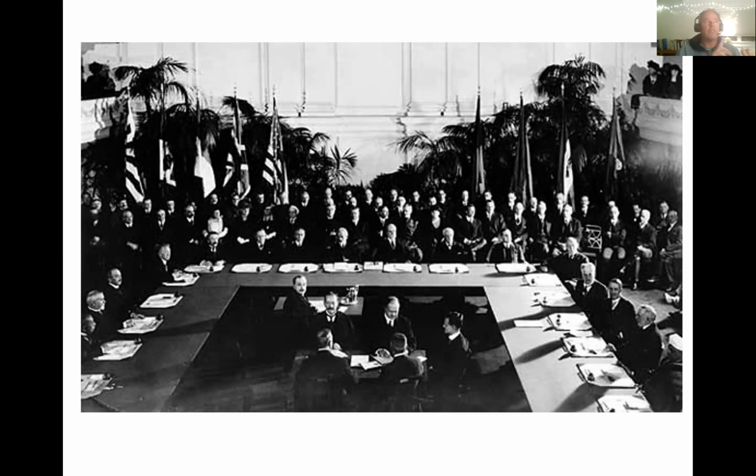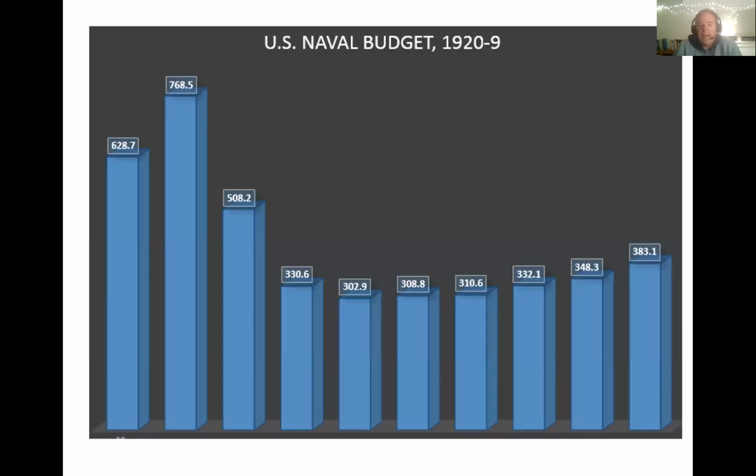So this is between the U.S., Great Britain, Japan, France, and Italy. And they all agreed to scale back their naval spending. The sense was in the 1920s that it was naval spending that was really driving arms spending. And this had an impact. This is a chart showing the U.S. naval budget during the 1920s. So pre-Washington, it sat around $768 million, and it drops to fewer than 50% of it. British military spending also declines.